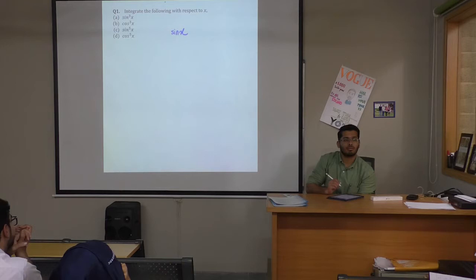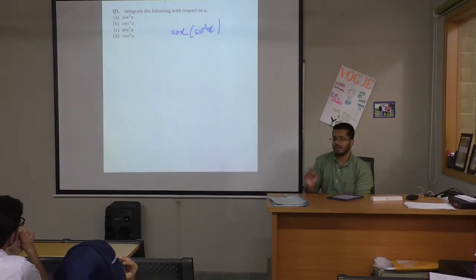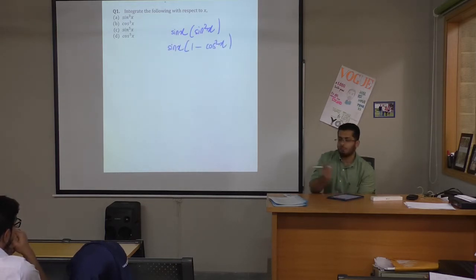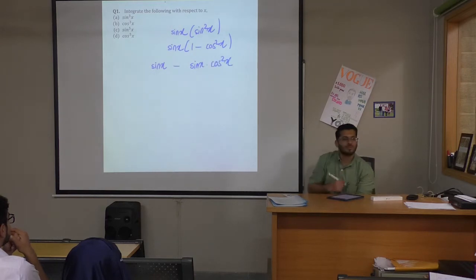sin x, sin square x. Is it fine till here? I'm just using an identity and changing this to 1 minus cos square x. Now I will multiply. You have sin x minus sin x into cos square x. Yes, cos x.